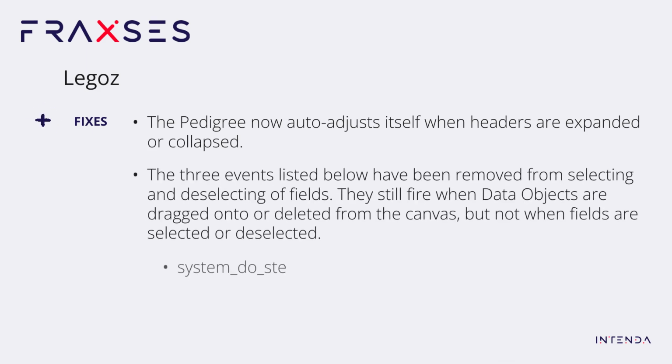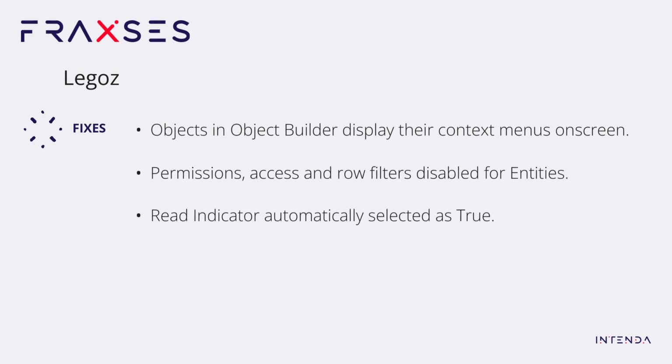The three events listed on screen have been removed from selecting and deselecting of fields, as they belong on a higher level. These events still fire when data objects are dragged onto or deleted from the canvas, but not when fields are selected or deselected. This ensures that the canvas is no longer redrawn each time a user selects or deselects a field. Cheetah introduces 3 further improvements to Legos that are documented in this clip.